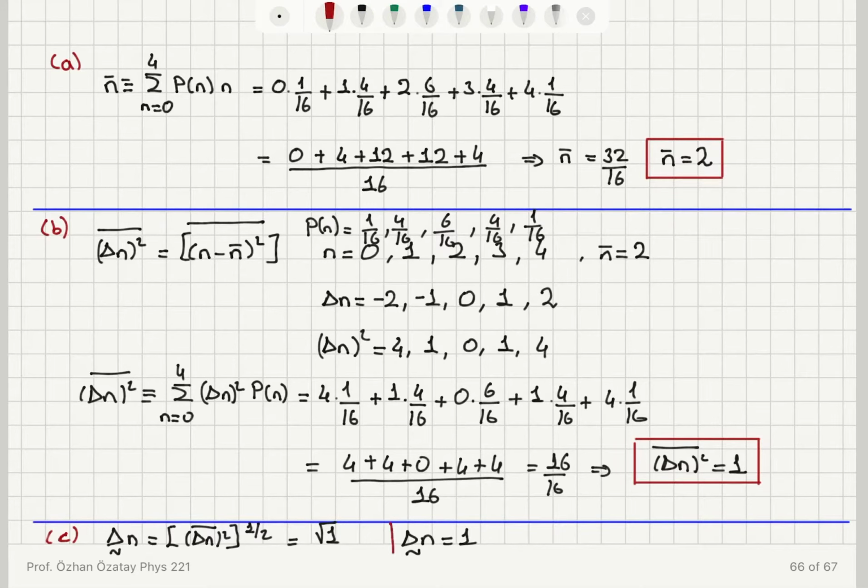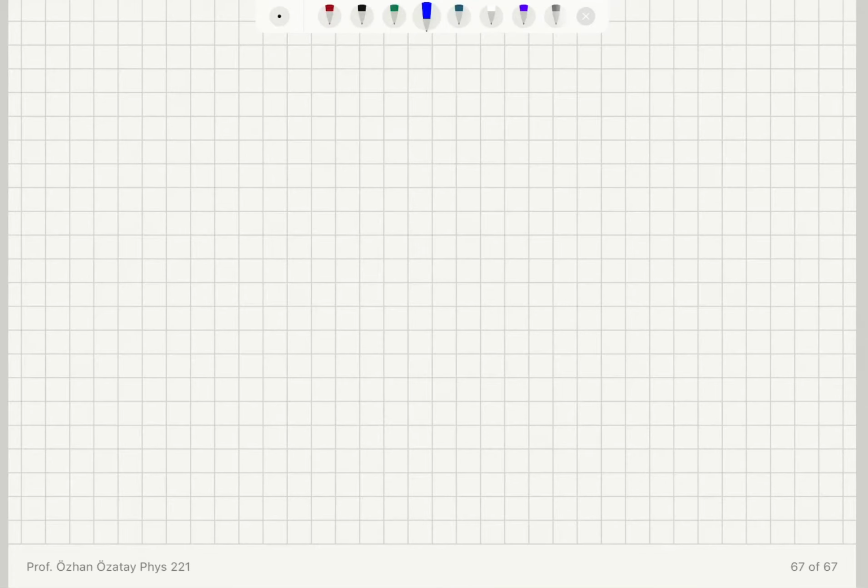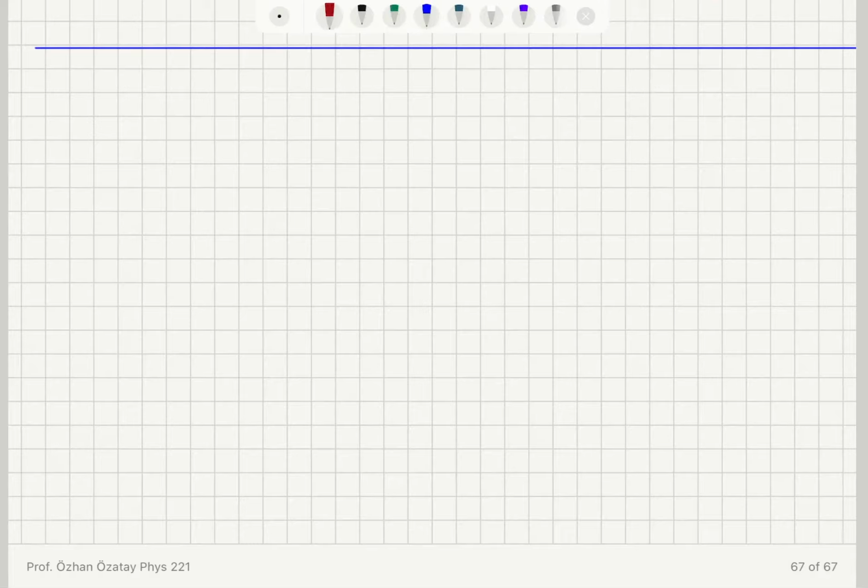So basically, let me remind myself what this means. Most of the values of n will be in the range n bar plus or minus a standard deviation of n. So n is 2 plus or minus 1. So this is where most values of n will lie in this binomial distribution. So let's move on to part D of the problem.